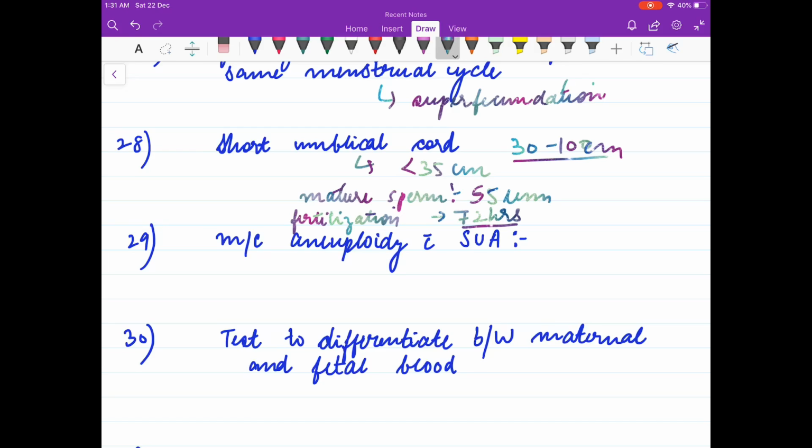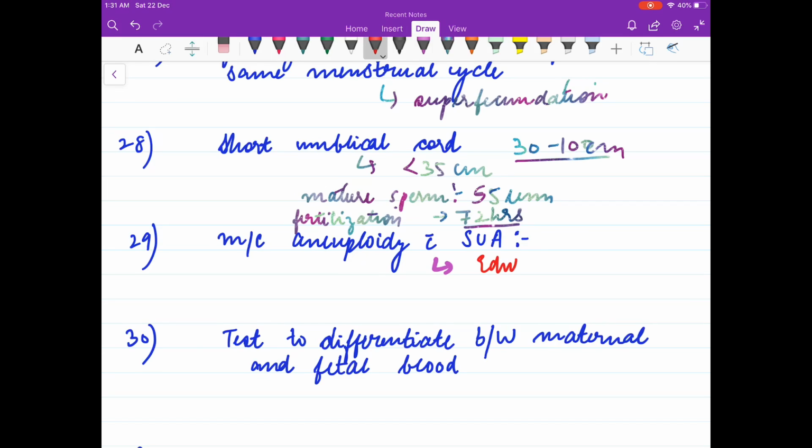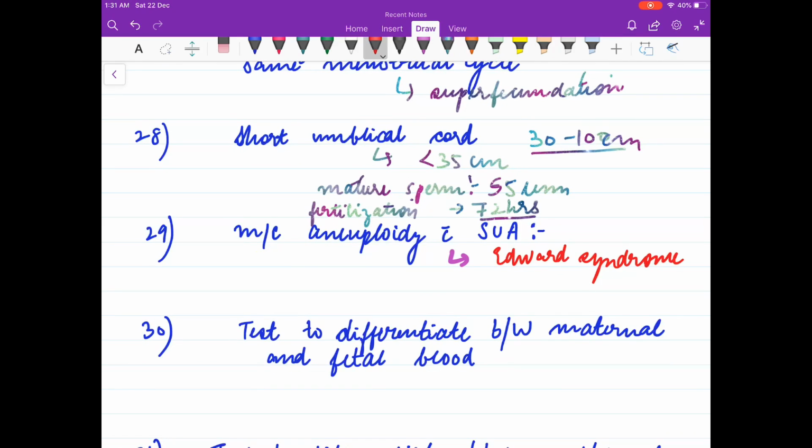Most common aneuploidy associated with single umbilical artery is Edwards syndrome. It is trisomy 18.